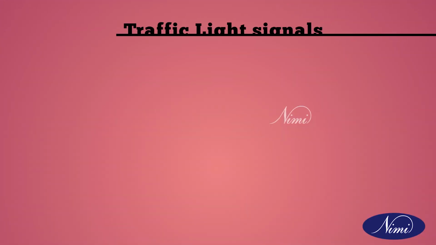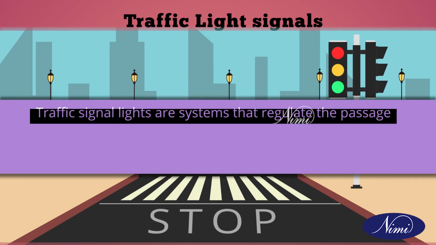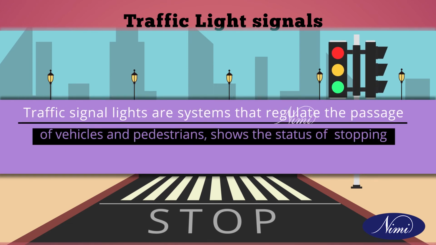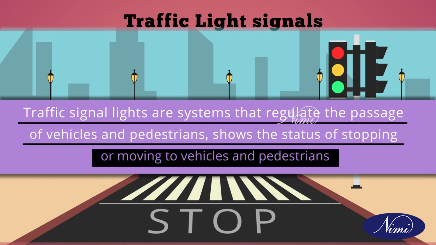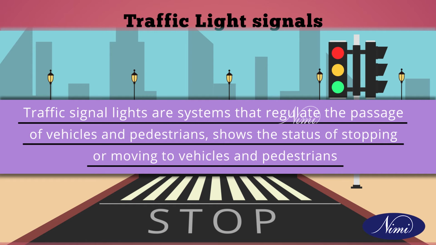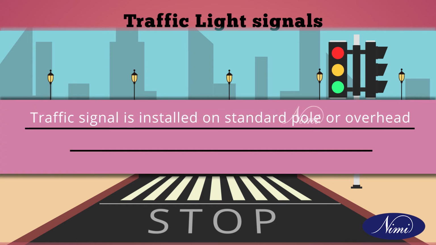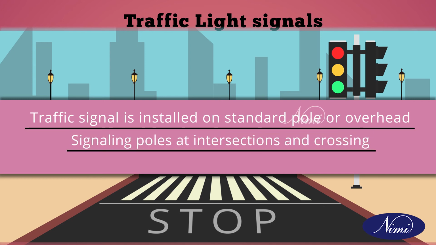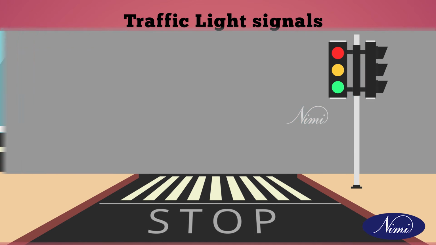Next one is traffic light signals. Traffic signal lights are systems that regulate the passage of vehicles and pedestrians, and show the status of stopping or moving to vehicles and pedestrians. Traffic signal is installed on standard pole or overhead signaling poles at intersections and crossings of road. In traffic light signal, generally there are three different colors to give signal, that are red, amber and green.